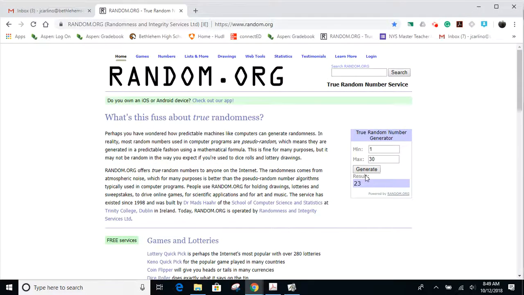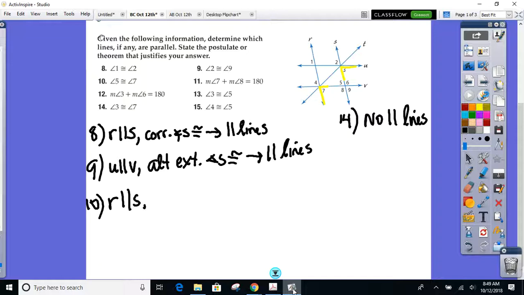Next one up. Let's hear from 2. What do you have for number 11? R and S again, yes, because they are same side interior angles. But now, hey, same side interior angles are supplementary, imply parallel lines. Okay, make sure you have that in them. Not congruent, supplementary. All right, 12 now.